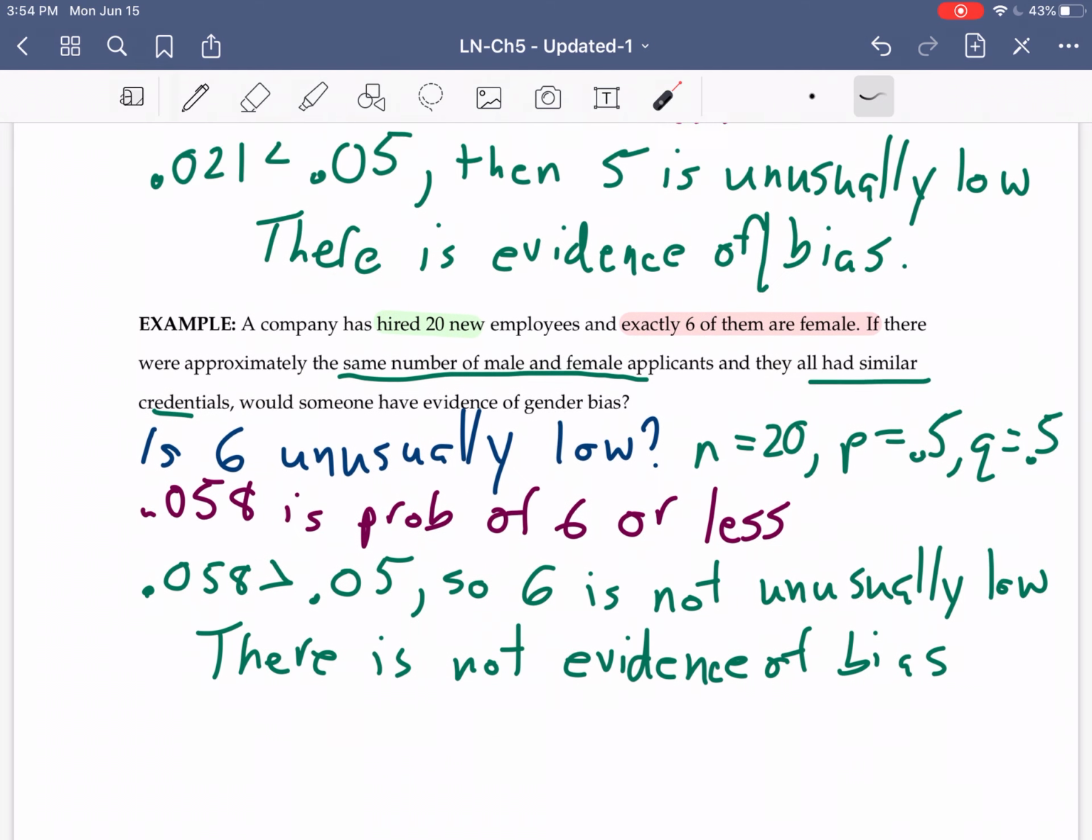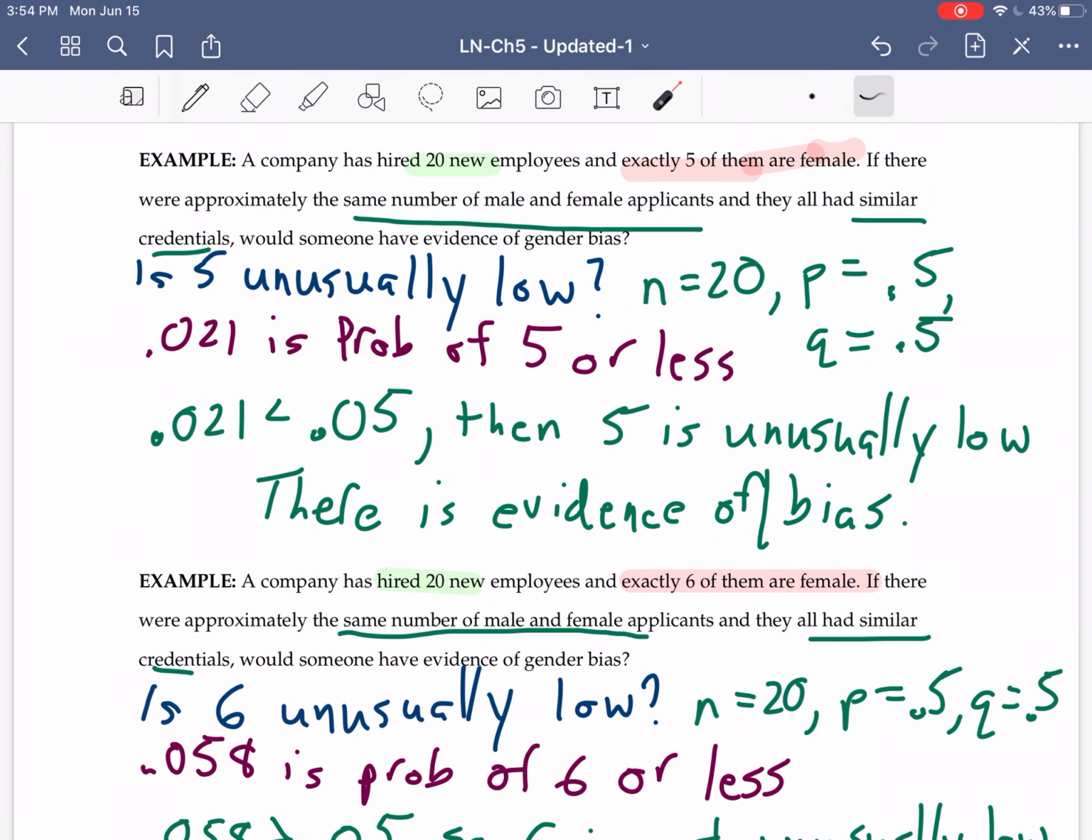All right, in the next video, we're going to look at how do we quickly calculate means and standard deviation and variance associated with binomial distributions. We'll see you there.